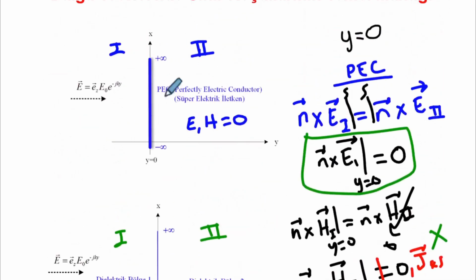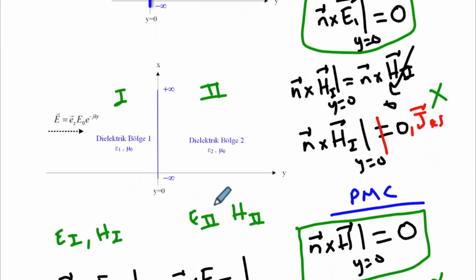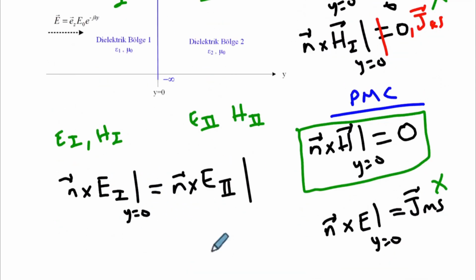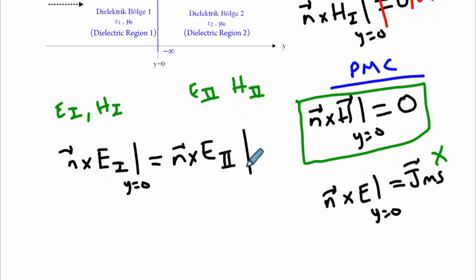Here, there is a 0 field because no wave can pass through here. Why can't it pass? Because it extends from the exons to infinity, so there is a direct material transition point here, a dielectric transition region. Therefore, some of the fields will definitely pass here, some will reflect, but the boundary condition I can use is that I say N cross E1 equals N cross E2.